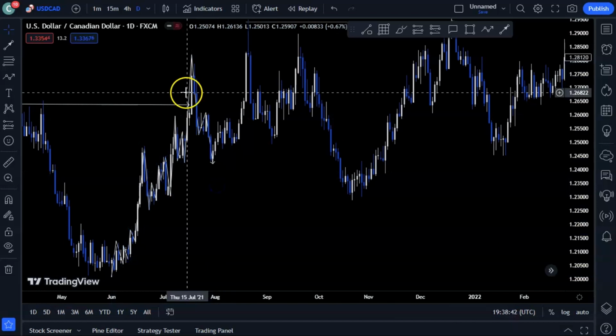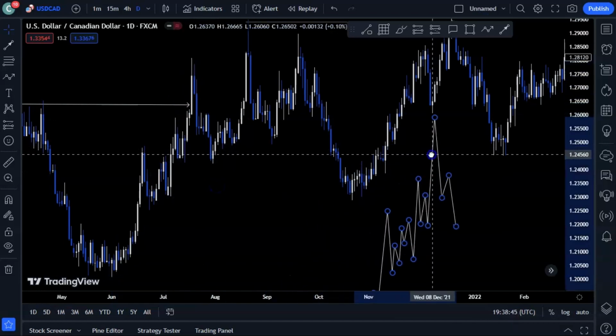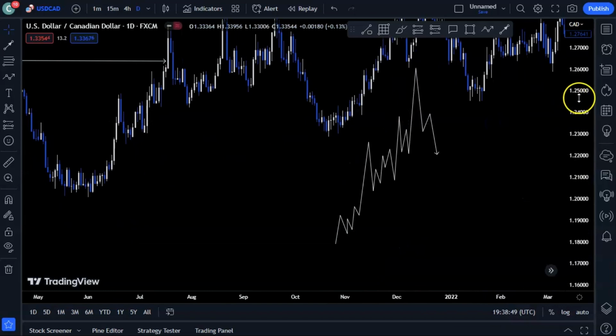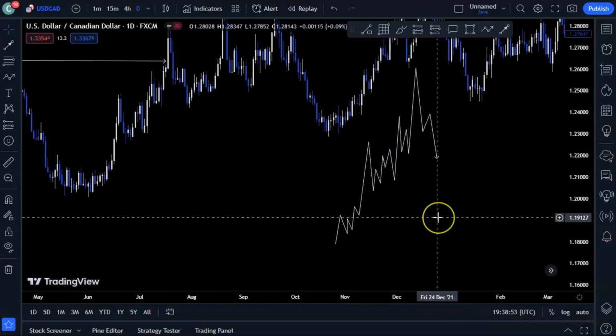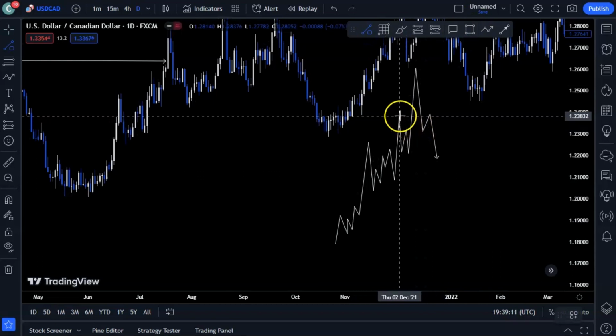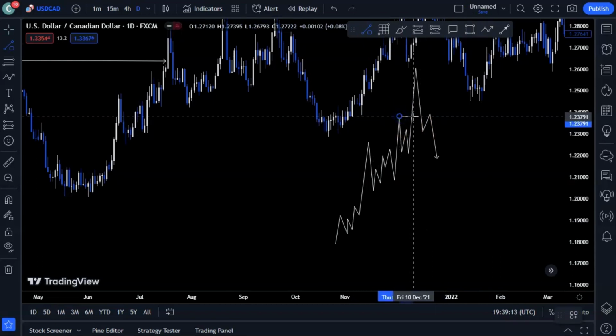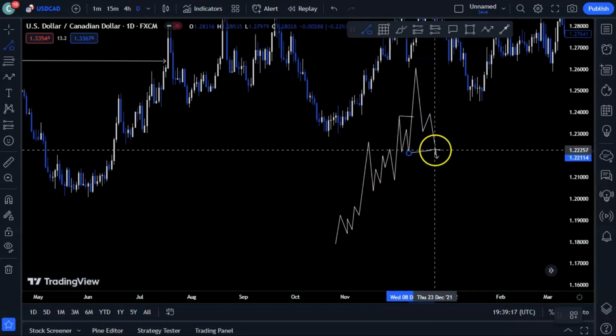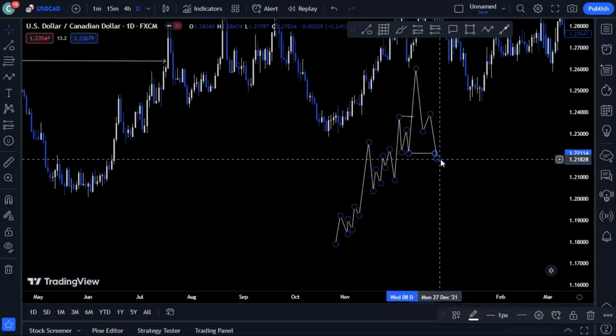And once it is done like this, bring it to a drawing board and then see where the change of character is. As I preach, the change of character is the first substructural break against the current trend, and there is a change of character pattern. But what we want to see is a break above followed by a break below. That is a valid CHoCH. This is an example of change of character.